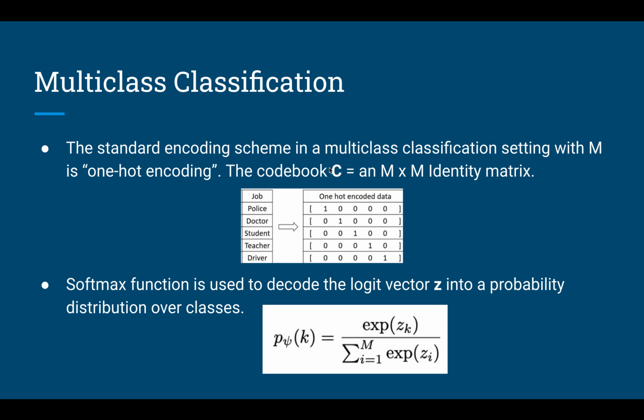So for every example, our model will output an M length logit vector denoted by the letter Z. The softmax function can then be applied to the vector Z to decode it into a predicted probability distribution over classes. So here P sub psi of K gives the predicted probability of class K under softmax decoding.